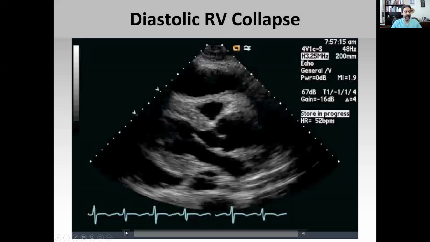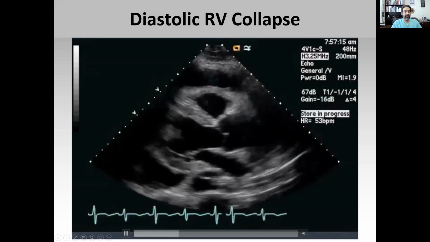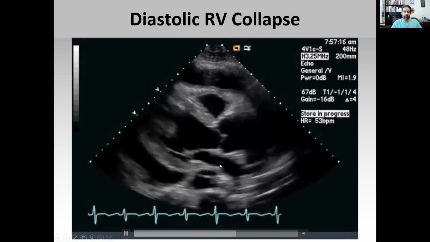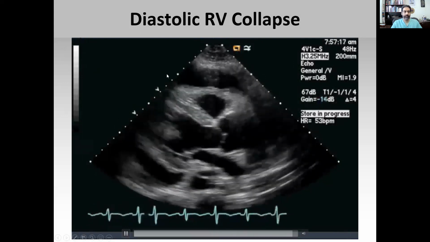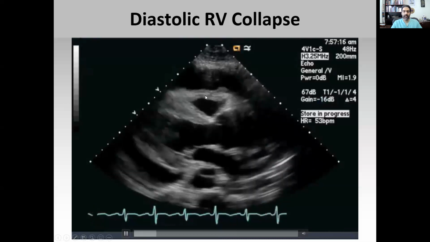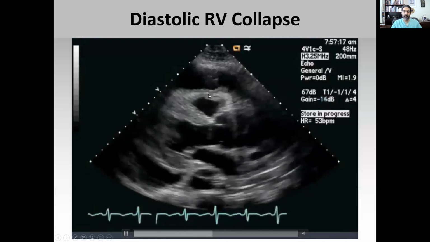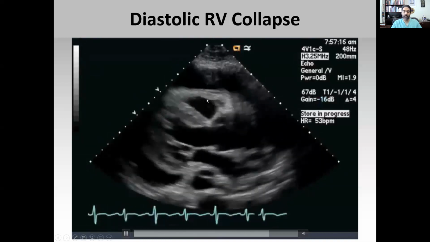So here is an example of right ventricular outflow tract collapse in early diastole. So we're looking at a parasternal long axis view. Clearly, you can see a large circumferential pericardial effusion. And if you look here at the RVOT, it looks like a trampoline that someone's jumping on. So you can see that there's collapse there of the RV outflow tract.